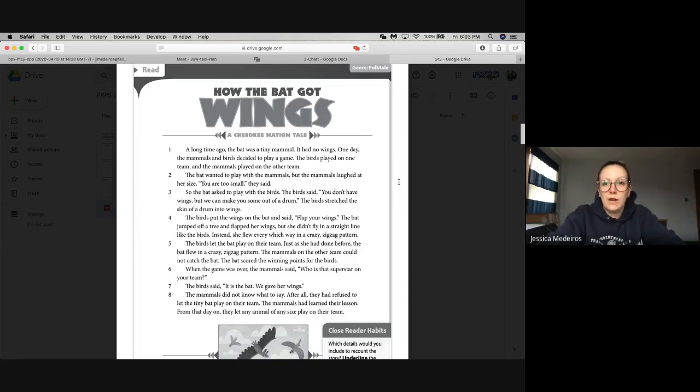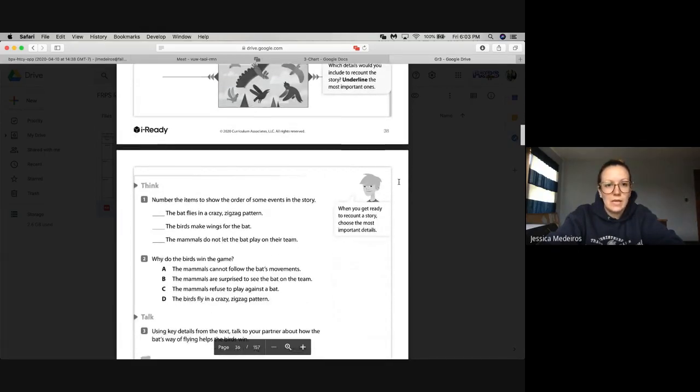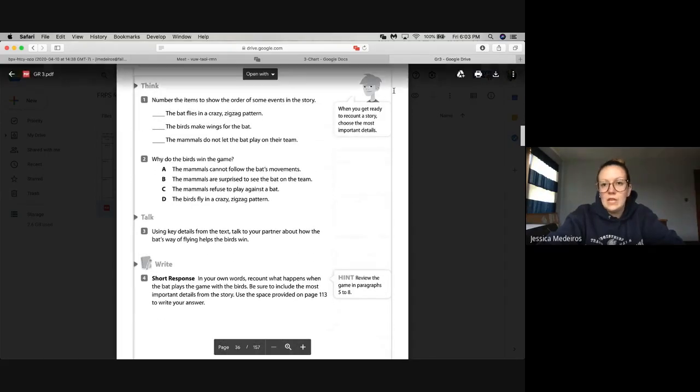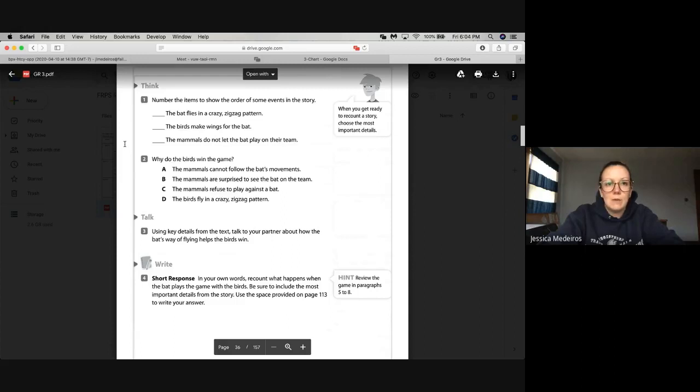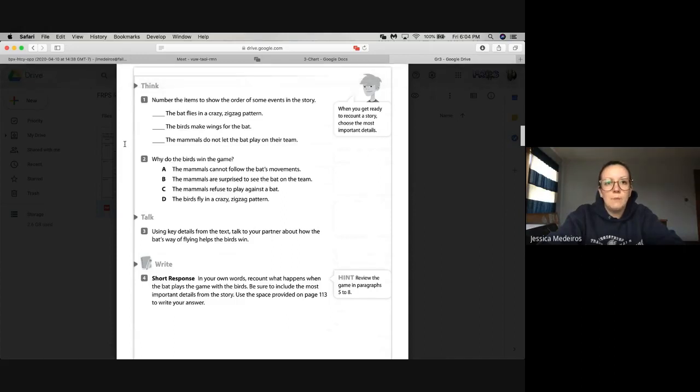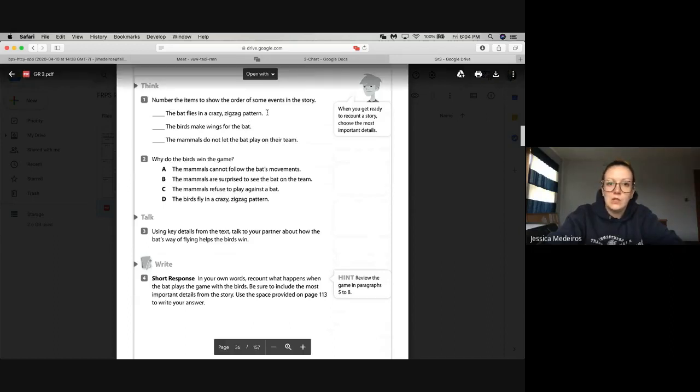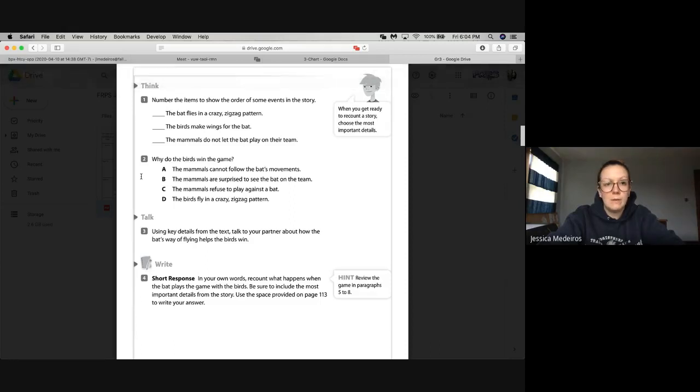Okay, now that you've read the folk tale, let's move on to the next page. This little guy over here tells us, when you get ready to recount a story, choose the most important details. Number 1 helps us think about it first. It says, number the items to show the order of some events in the story. So this tells you 3 things that happened in the story. It wants you to put a number 1, 2, and 3, but you have to make sure you put them in order.